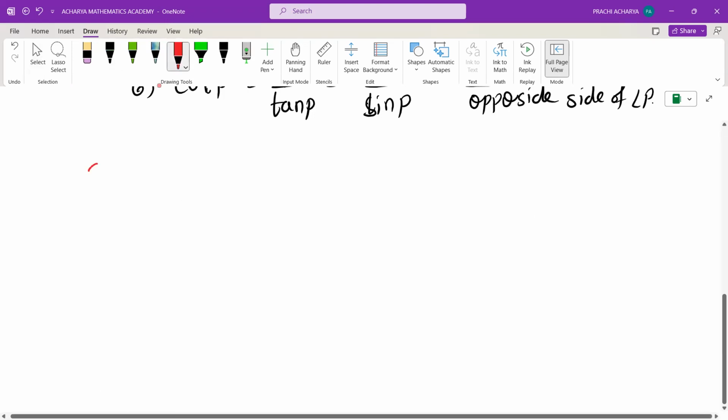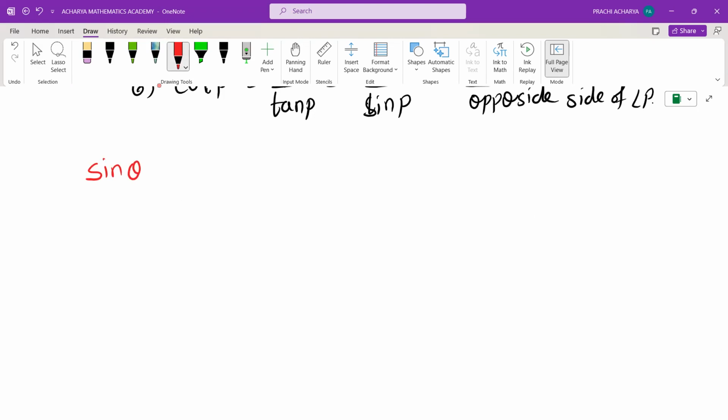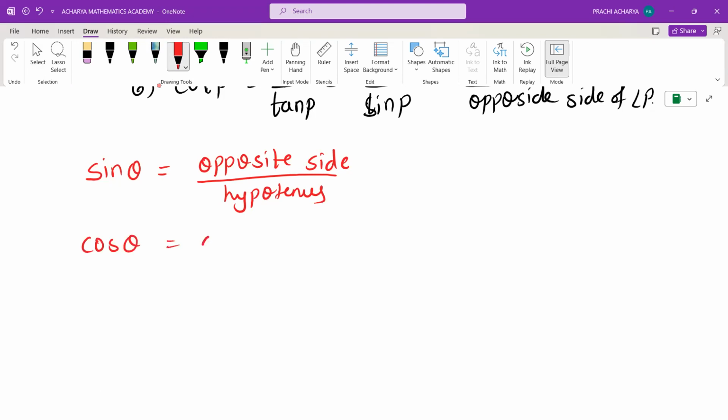See, whenever it is related to sine, so we'll be calling in general now theta, right? Whenever it is related to sine, always the numerator one will be the opposite side. Remember, opposite side of that theta upon hypotenuse. Then for cos, numerator will always be the adjacent side upon hypotenuse again.